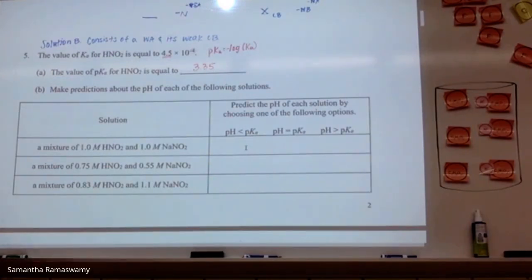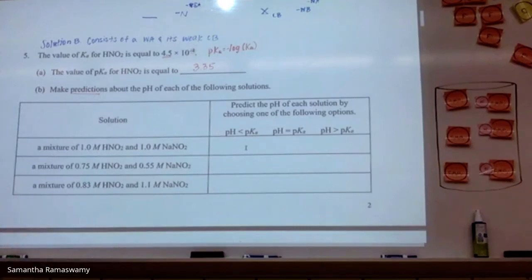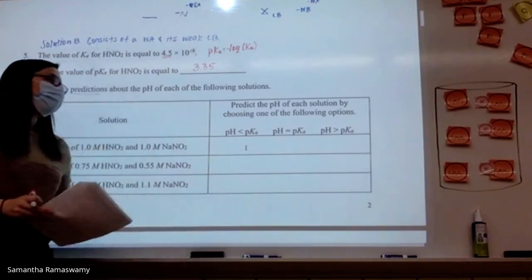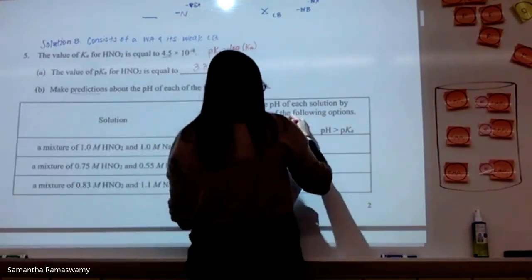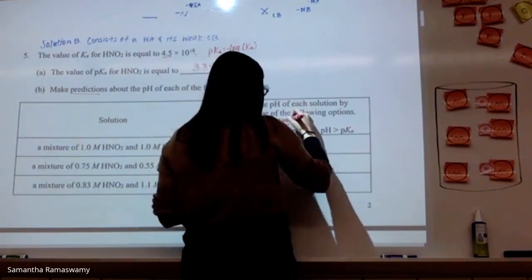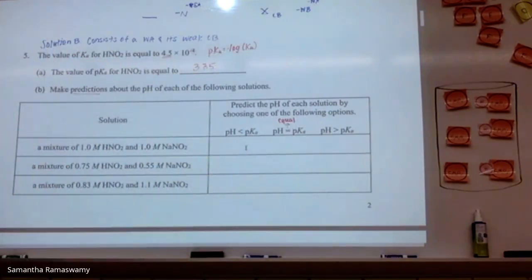Then part B says make predictions. So we're not doing calculations right now, we're just making predictions about the pH of each of the following solutions. So here's where we're comparing pH to pKa. So I want to review what each of these means. So remember, if pH equals pKa, we have equal amounts of buffer. We have equal amounts of the acid and the basic component of the buffer.